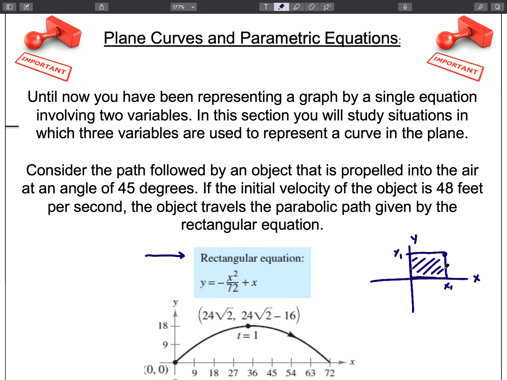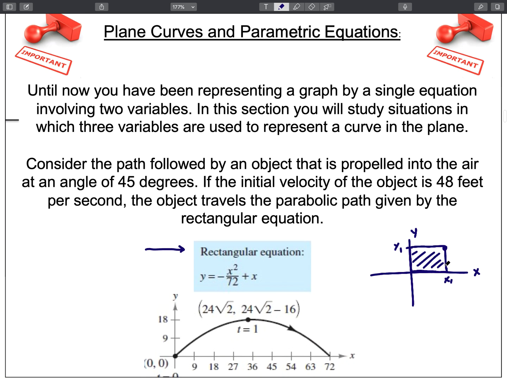It allows you to break up the components separately, so that if you wanted to talk about specifically how an object was moving horizontally, you could talk about its horizontal component in terms of x and time. If you were interested in how the object was moving vertically, you could talk about the vertical component and then isolate y in terms of time.